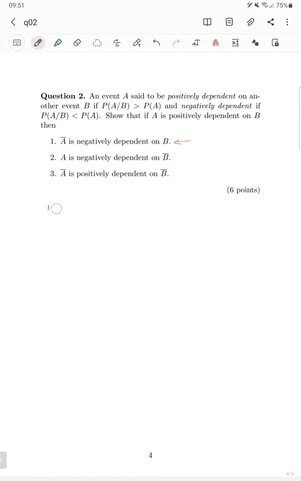Let me write the aim and then I'll try to work it out. We want to show that P of A bar given B is larger than or equal to, with negative dependence, so this is less than or equal to P of A bar. If I remember Lalat's argument correctly, and if we are working backward, it was about showing this, but I think it was for the second part of the next problem.